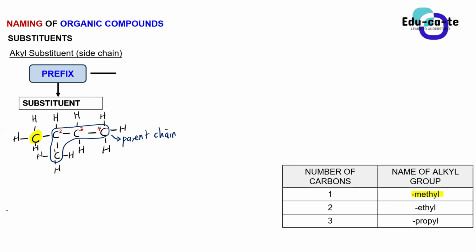In this case, our substituent is this side chain, which I have highlighted in yellow. It consists of one carbon. If it has one carbon that is bonded to 3 hydrogens, it's known as a methyl group. So when you've got one carbon bonded to 3 hydrogens, and this other bond is bonded to the parent chain, of course, then this is a methyl. So you use the term methyl.